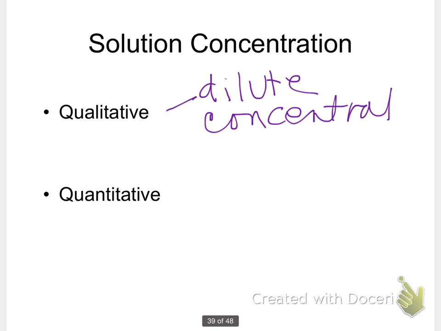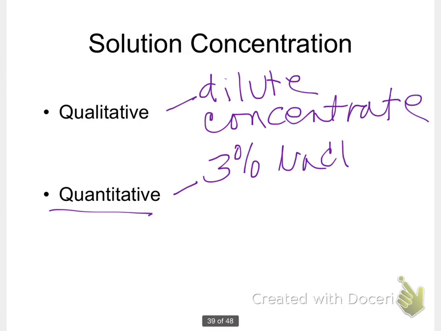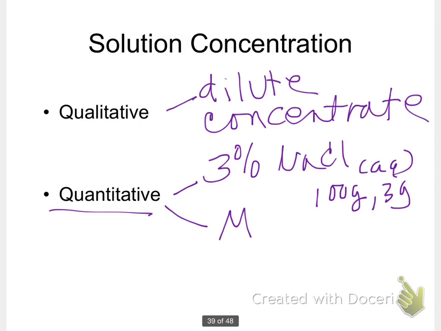But usually we need to be quantitative, and we need to give specific numbers or values for just how dilute or how concentrated. And we can talk about things like a percent concentration. So you can say, for instance, a 3% sodium chloride solution, which would suggest that for every 100 grams of solution, 3 grams comes from the sodium chloride. But the way we talk quantitatively about solutions is almost always about molarity. So that's what we're going to focus on.